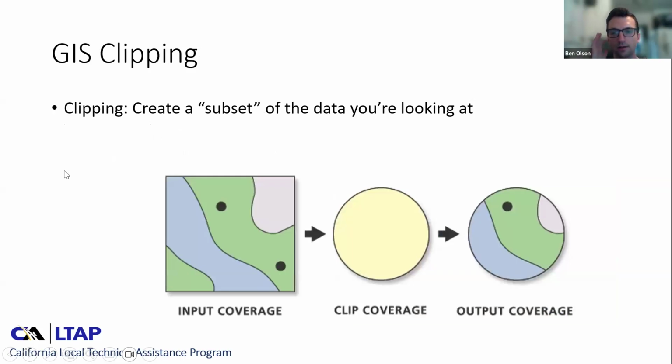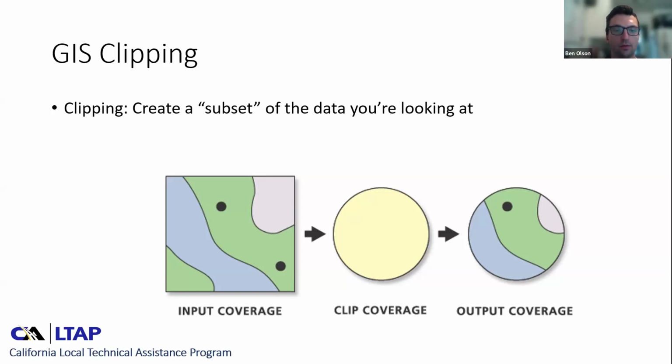Then there is what's called clipping, which in other contexts would probably be called cropping. So it's basically if you have a large data set that covers a large area and you're only interested in a subset of it, you can upload what's called a clip coverage as a data layer, and it can be a circle, it could be whatever sort of polygon shape that gives a boundary to the area of interest that you want the larger data set to be subset to.